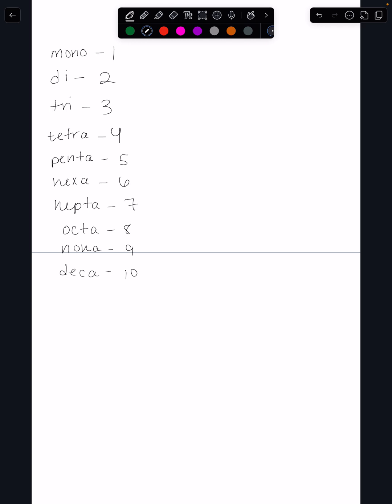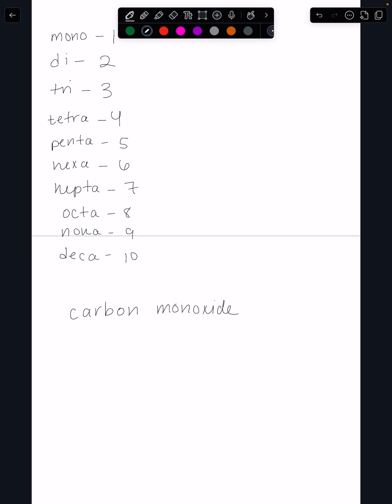So how would we name this? What would we do? Let's look at something like carbon monoxide. If the first element or the first atom in the compound is singular, you don't put mono. You're just not going to do it. So that's why it has carbon. And then monoxide, 1 oxygen. So the chemical formula for carbon monoxide would just be CO.